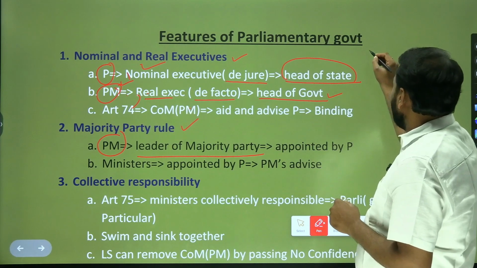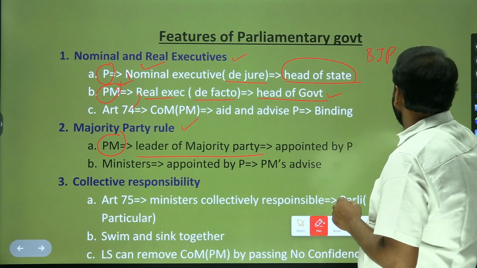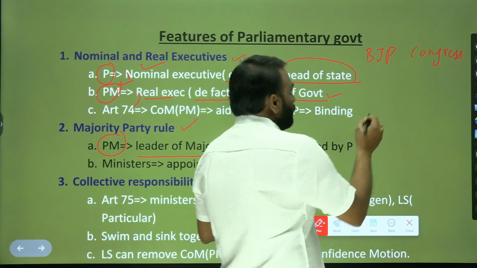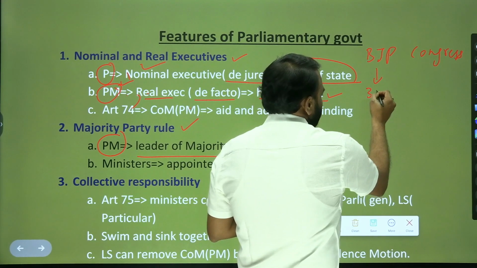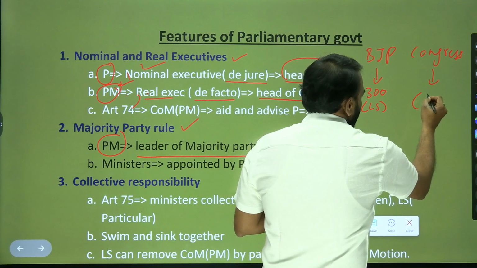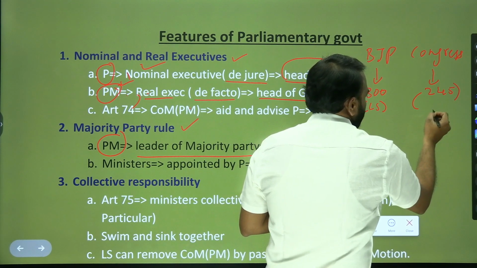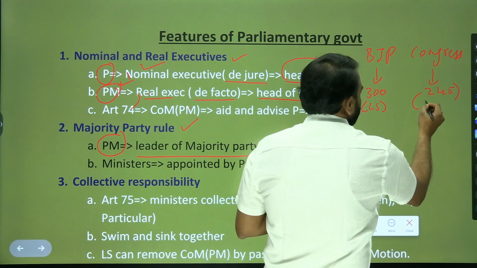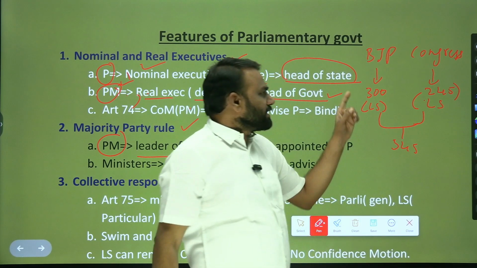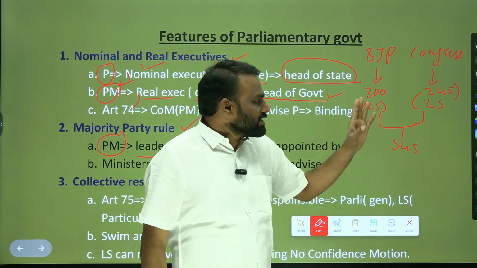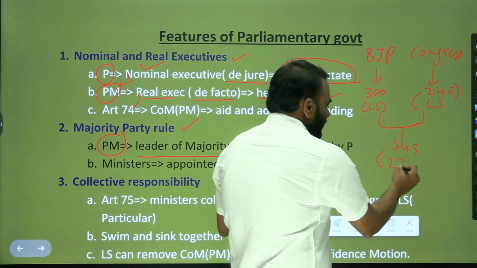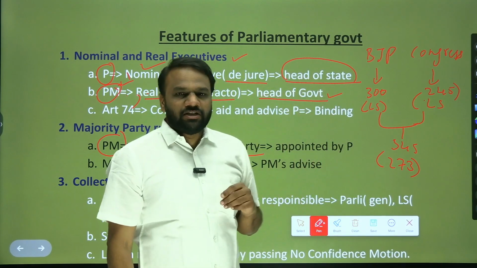For example, let us assume BJP and Congress. For the time being, let us assume that we have only two parties in power. BJP has, let us assume, 300 seats in Lok Sabha and Congress has got 245 seats, out of a total of 545 seats. In order to form the government, what strength is required? We require just 273. So it means BJP is eligible to form the government.